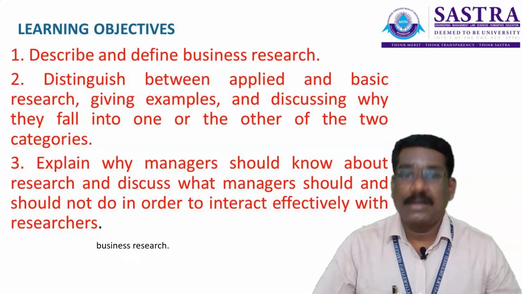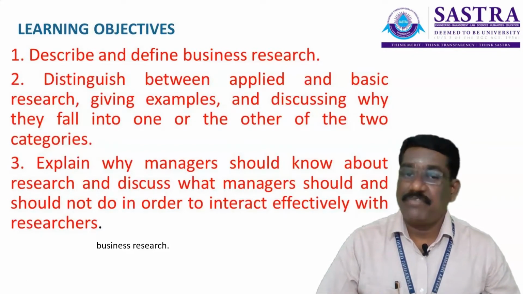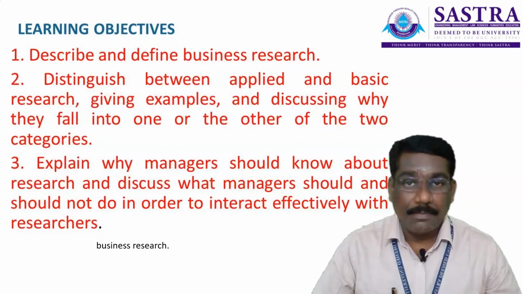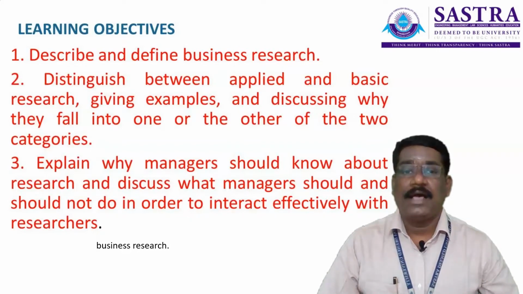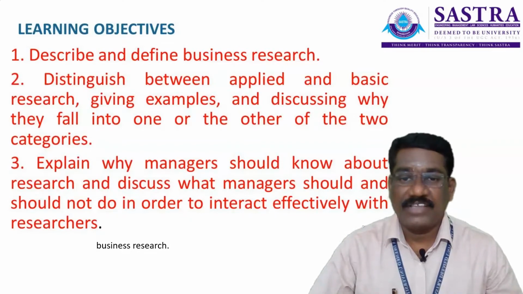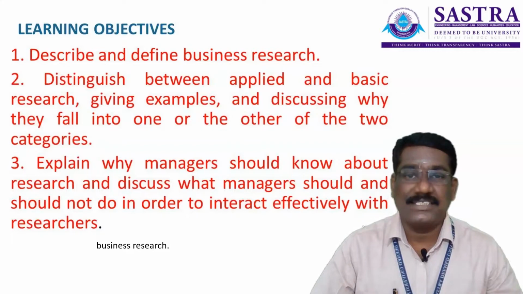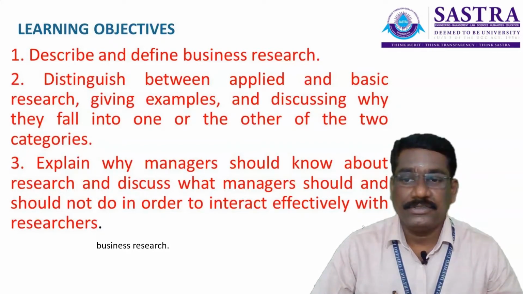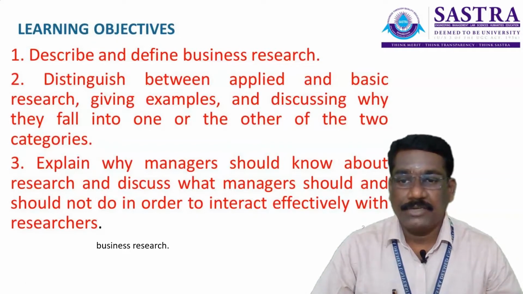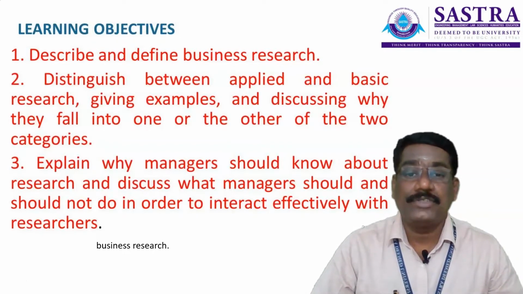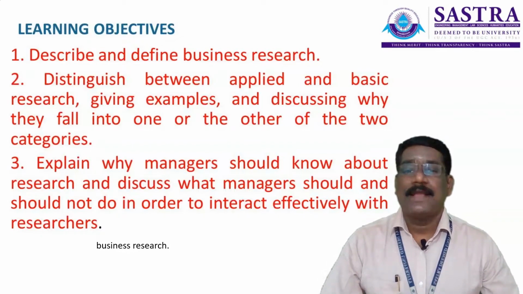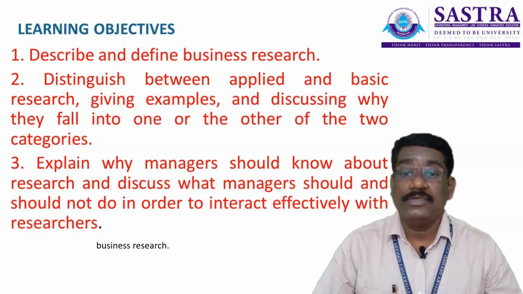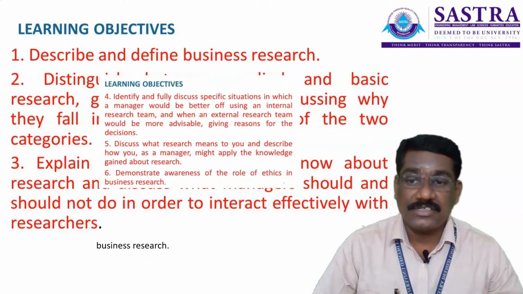And the second learning objective is to distinguish between two types of research. One is applied and basic research, and I need to give you demonstrative examples and also discuss why they fall into one or the other of the two categories. The third learning objective is to explain why managers should know about research and discuss what managers should and should not do in order to interact effectively with the researchers.